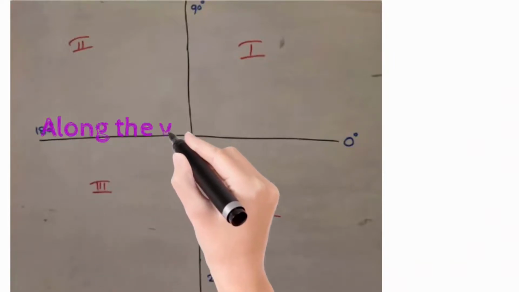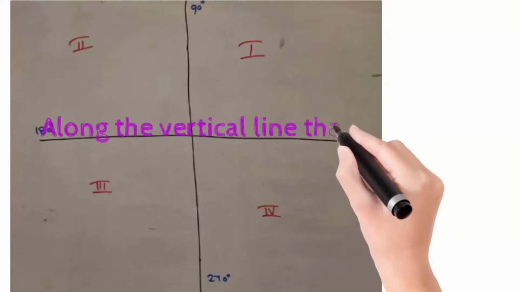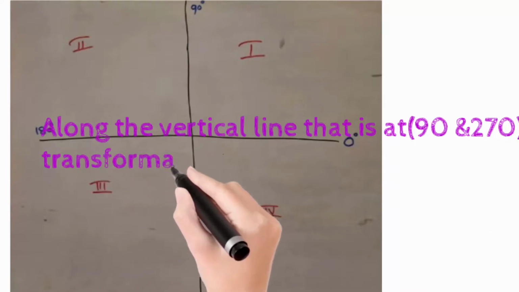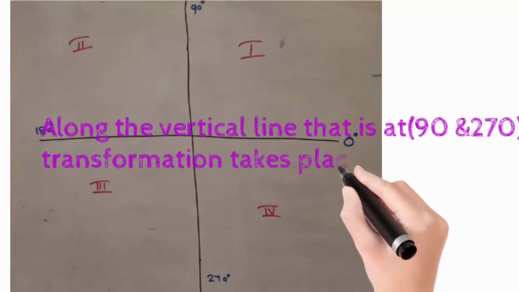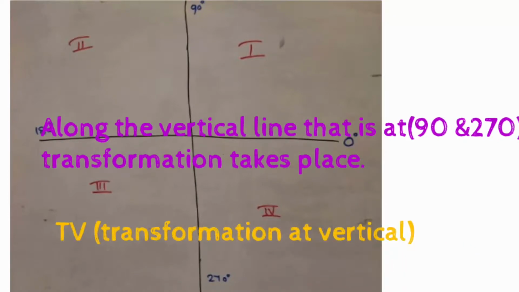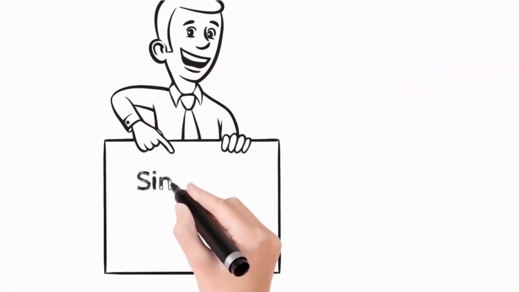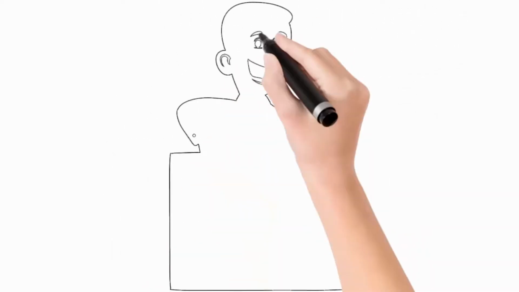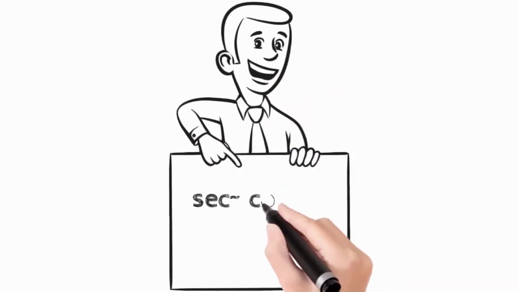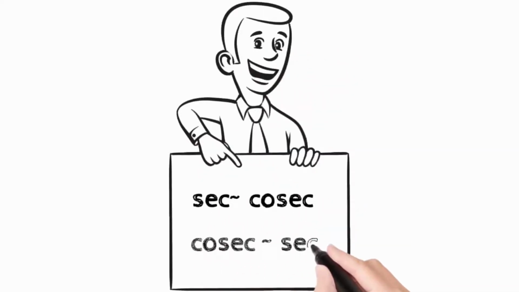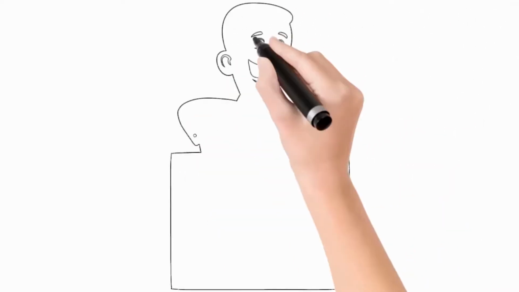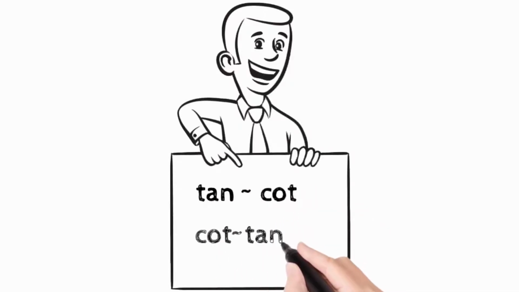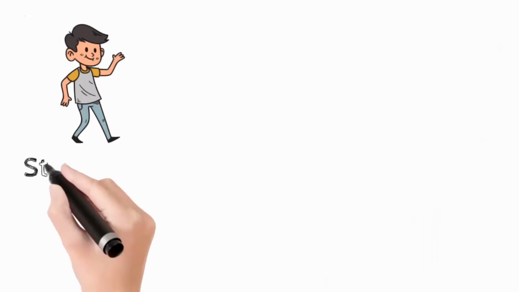Now remember this, along the vertical line, that is at 90 and 270 degrees, transformation takes place. You can remember it in short as TV, where TV stands for transformation at vertical. What all transforms? Sine transforms as cos, and cos transforms as sine. The same way, secant transforms as cosecant, and cosecant transforms as secant. The other two ratios are tan and cot. So cot transforms as tan and tan transforms as cot. And remember, this happens at 90 and 270 degrees.